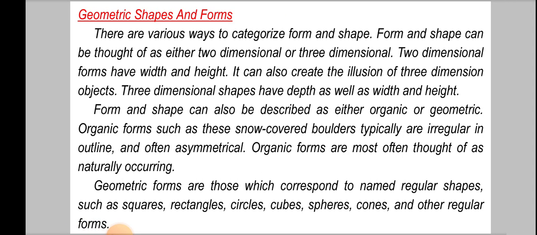Geometric shapes and forms. There are various ways to categorize form and shape. Form and shape can be thought of as either two-dimensional or three-dimensional. Two-dimensional forms have width and height. It can also create the illusion of three-dimensional objects. Three-dimensional shapes have depth as well as width and height.